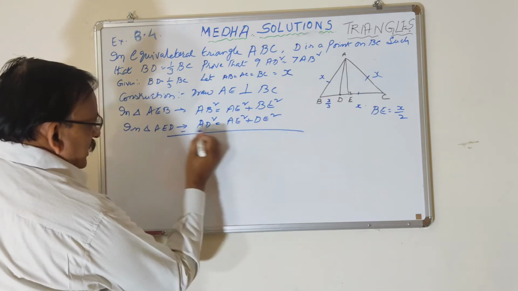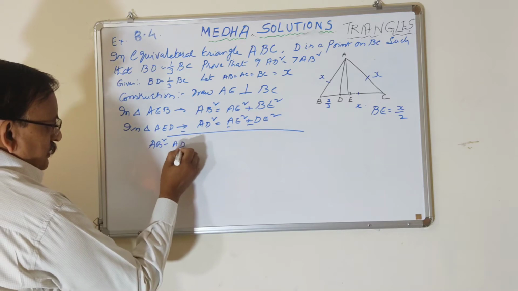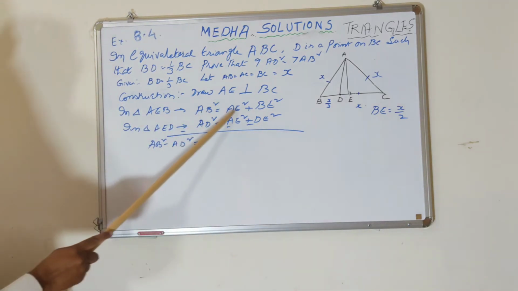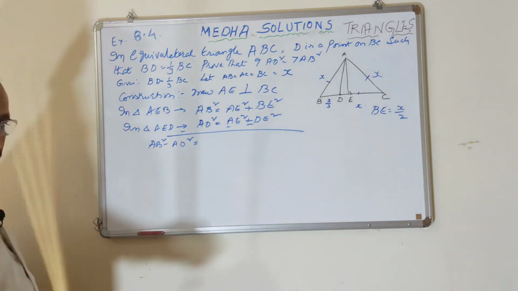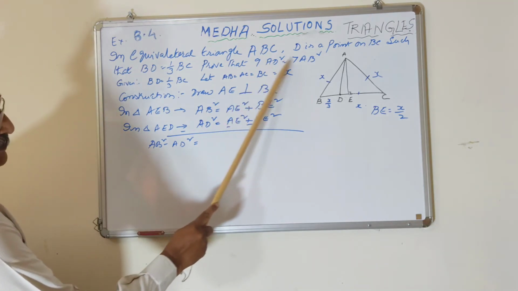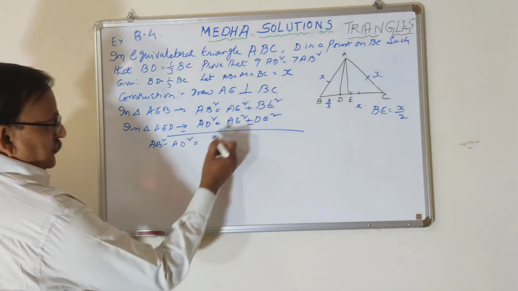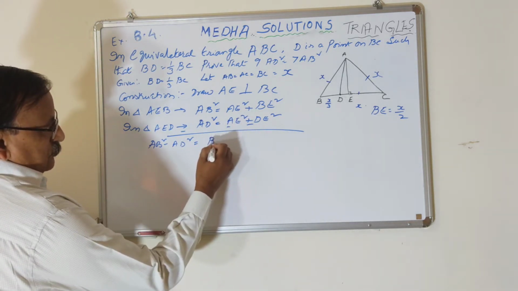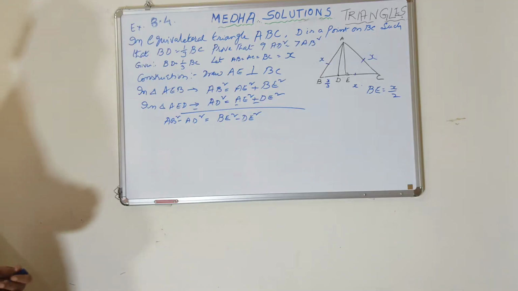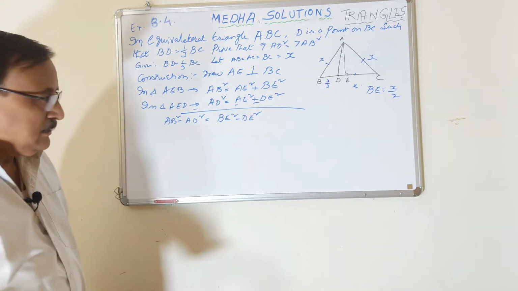So AD square is equal to AE square plus DE square. Subtract: AB square minus AD square is equal to... Why are we subtracting? Because we got equations with AE square in both, so we get a chance to eliminate AE square by subtracting. We have to prove 9AD square is equal to 7AB square, so AE square cancels and AB square minus AD square is equal to BE square minus DE square.